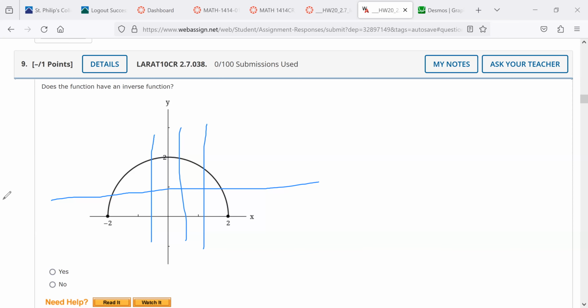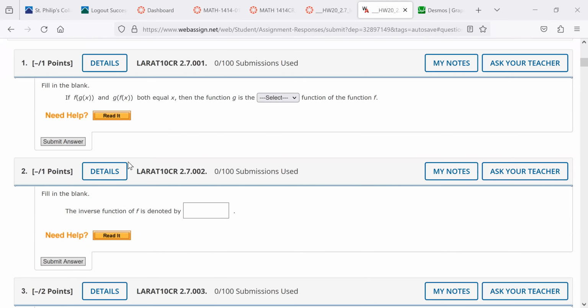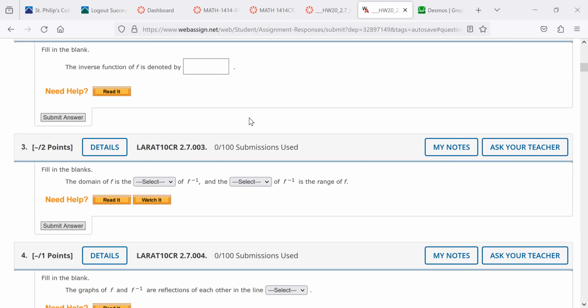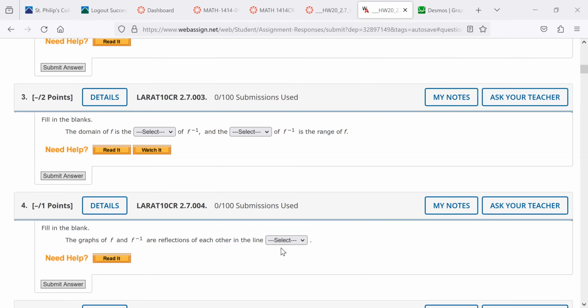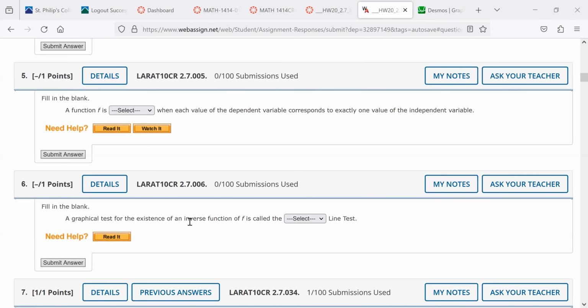So it has to be one-to-one. So an easy way to check is just draw horizontals, and you'll know for sure it does not have an inverse. I would have to restrict it, right? I'd have to restrict it from here to here or something to force it. I believe it's the beginning. The question's at the beginning. Yeah, here we go. The graphical test for the existence of an inverse function of f is the horizontal.